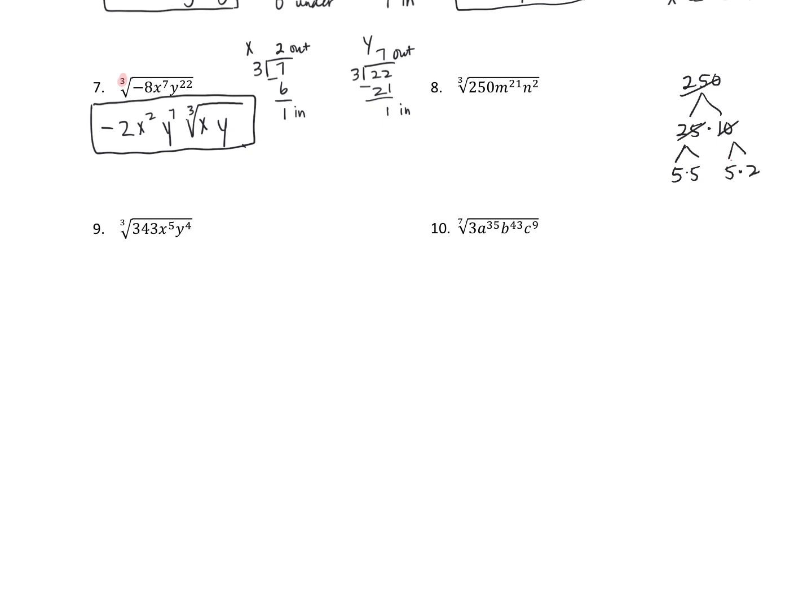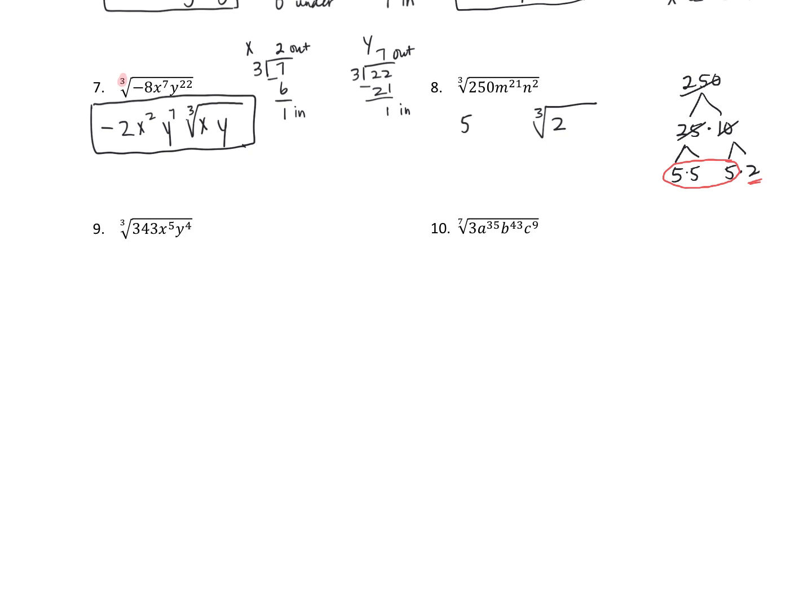We can see that we do have a group of 3. Remember, that's what we're looking for here, a group of 3, because it's a cube root. And then we have a leftover 2. So a 5 is going to be on the outside, and a 2 is going to be left on the inside. And then we're going to do the same thing with the variables.